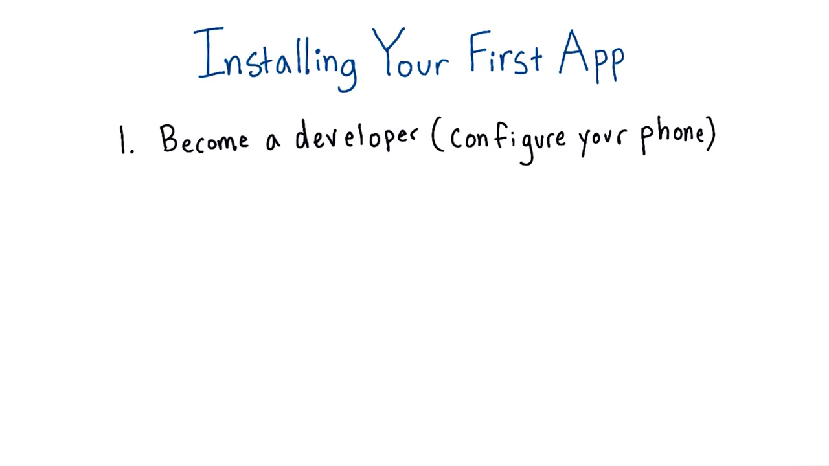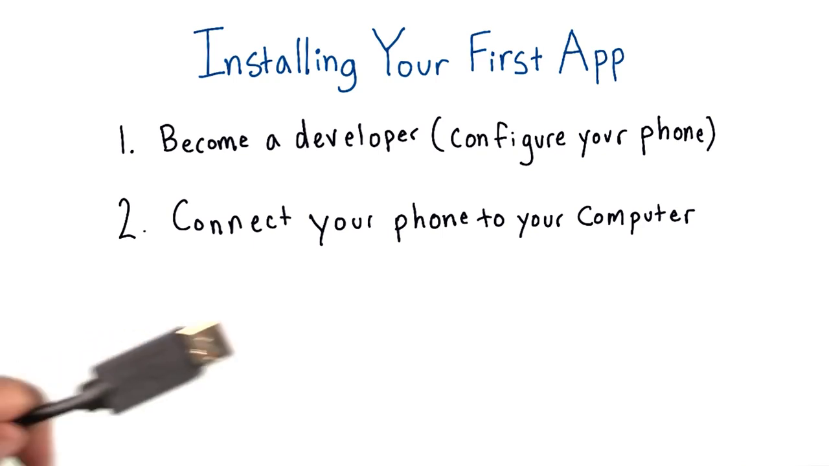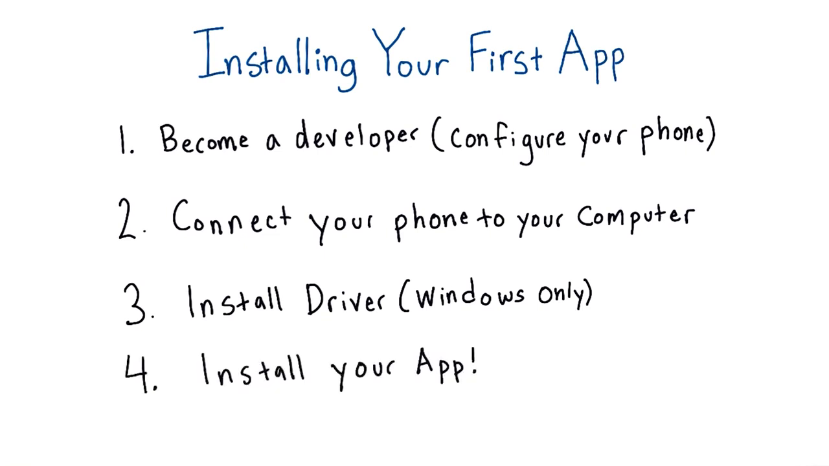Well, what this actually means is changing around a couple of settings on the phone, which will allow you to access developer options. Once your phone's set up, you'll connect your phone to your computer using the USB cable that I talked about before. Now, if you're using a Windows machine, the third step for you, and Windows only, will be to install a driver. And a driver is an extra little bit of software that will allow your phone to communicate with your Windows machine. With Macs, this just works by default, so you don't have to worry about it. And finally, you'll install your app. Alright, let's start doing these steps.